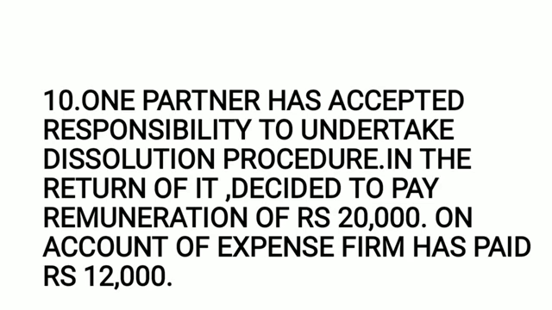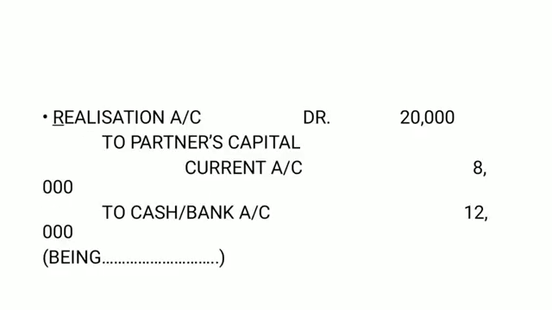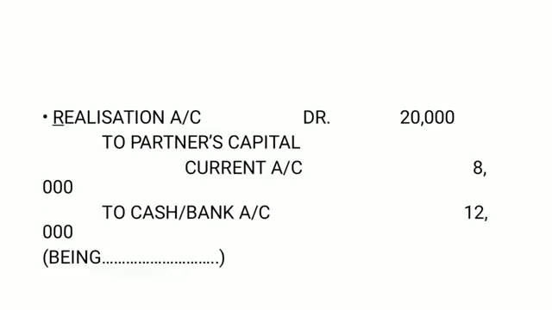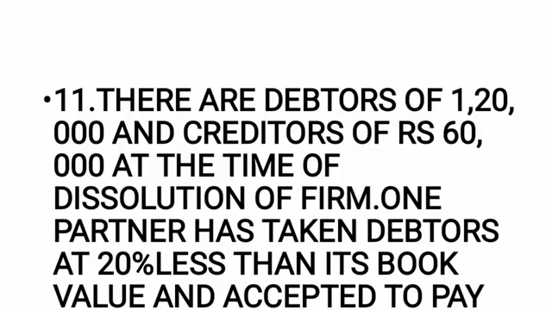Okay, so let us see the journal entry for this. Realization account debit to partner's capital current account, which is 20,000. Realization account debit 20,000, to partner's capital current account 8,000, to cash and bank account 12,000. Here is the amount. Okay, so let us see the next transaction.